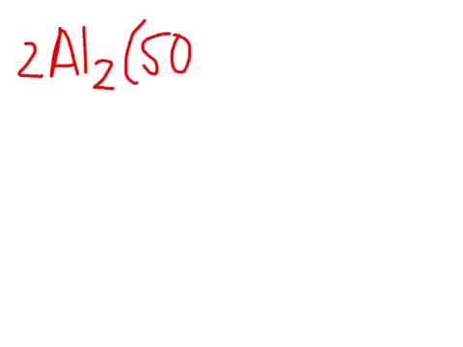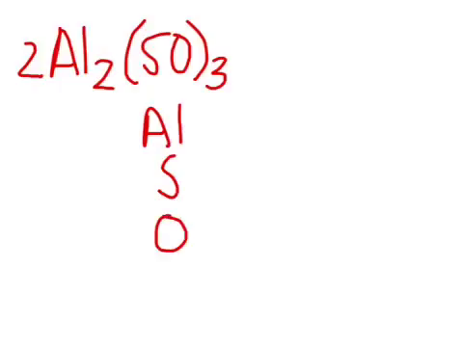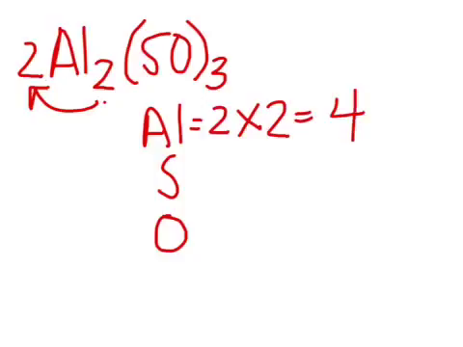And the next one, let's do one more. Let's do 2Al2SO3. So we've got aluminum, sulfur, and oxygen. Let's start with aluminum. There's the subscript behind aluminum of 2, and you have to multiply it by that coefficient because it goes with every element in here, so there's 4.